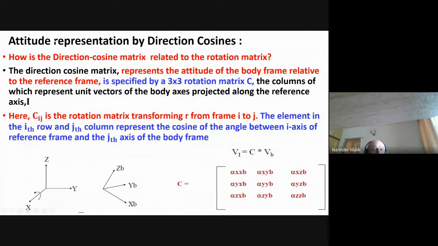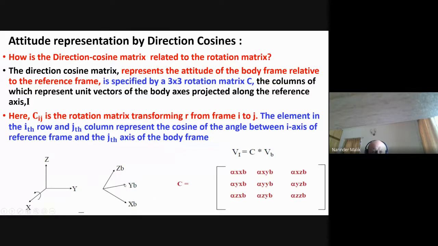Okay, attitude representation by direction cosine. Supposing you know the body's x, y, z, the direction cosines of each axis of the body, say the x-axis of the body, with respect to the three axes of the inertial frame, you can write in column form. If you know what the direction cosines of xb are along the three axes, you can write them down in column form.